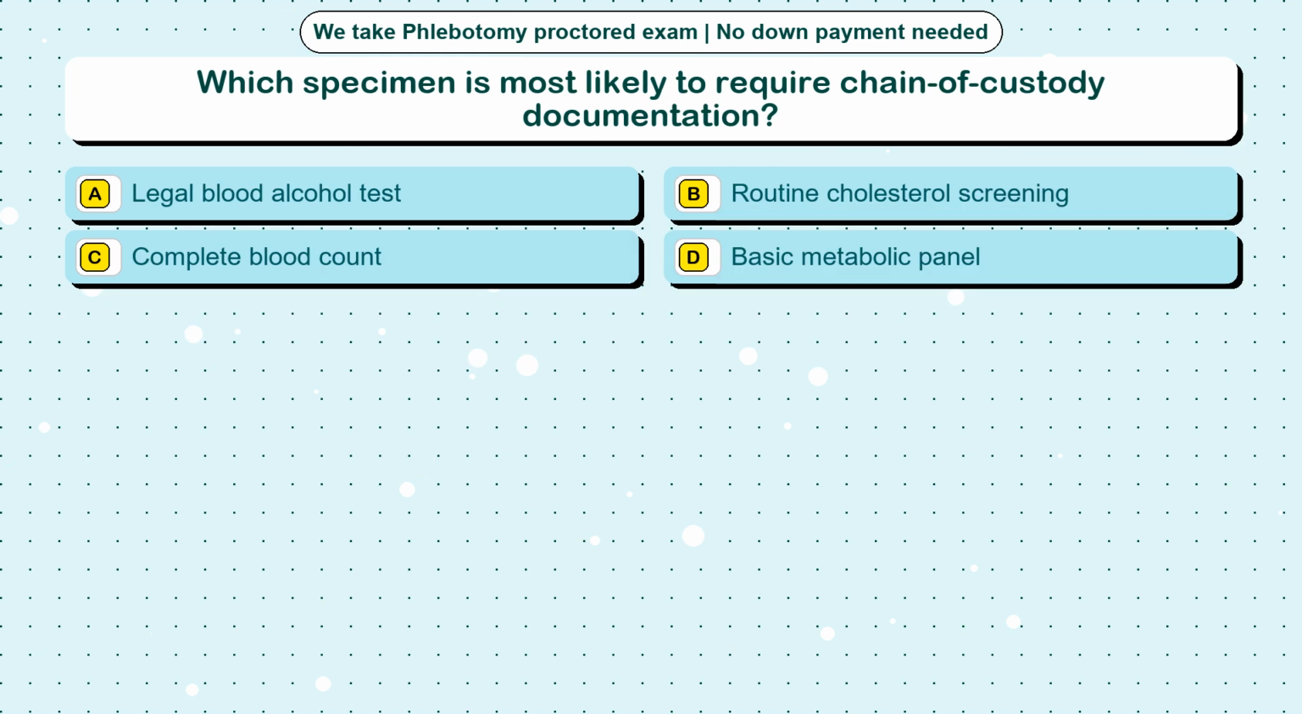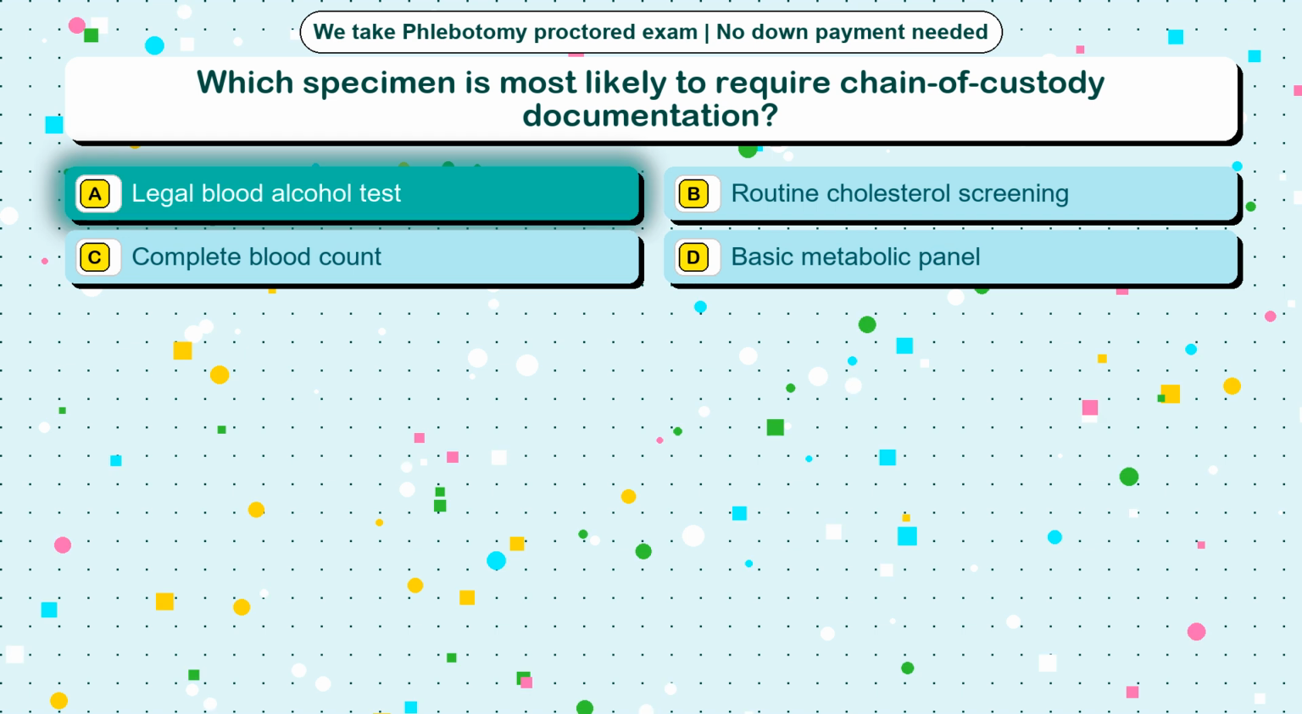Question 4. Which specimen is most likely to require chain of custody documentation? Option A. Legal blood alcohol test. Option B. Routine cholesterol screening. Option C. Complete blood count. Option D. Basic metabolic panel.